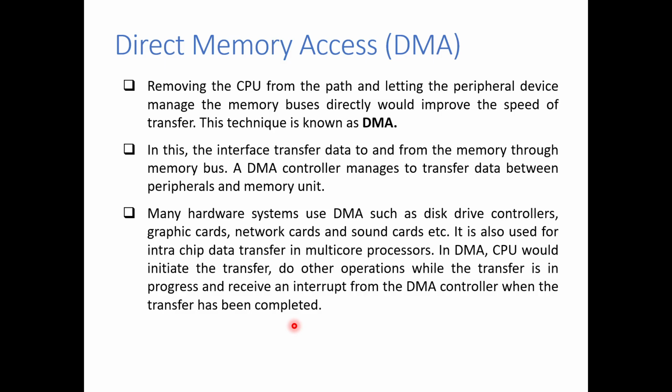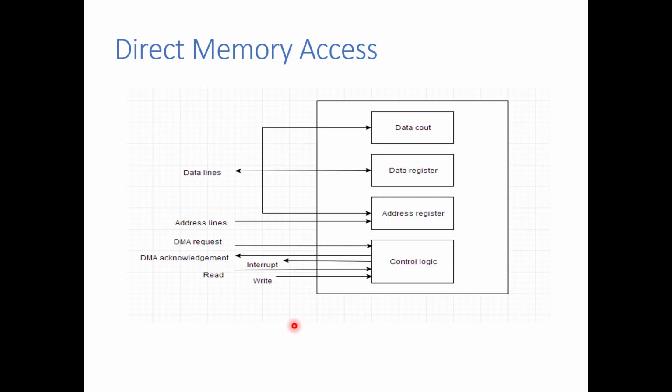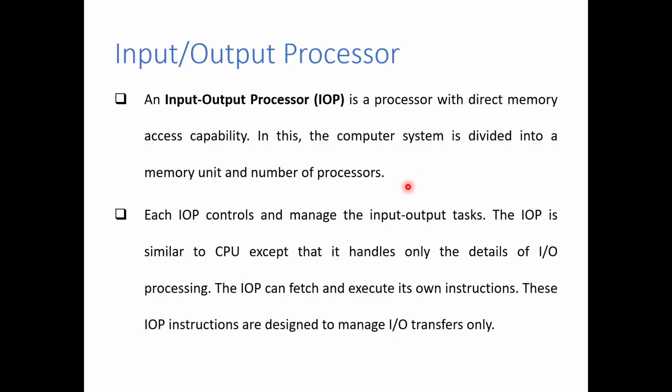Without the intervention of the CPU, you can transfer data from memory to the IO or from the IO to the memory. So the data out register, data in register, and address registers are used, and control signals will be generated. Then the DMA request will be given, the address will be loaded on the address lines, and the data will be fetched. Then you can go for the IOP, the input-output processor. It's a processor with direct memory access capability. It's divided into memory and a number of processors that control and manage the IO task. It's similar to the CPU.